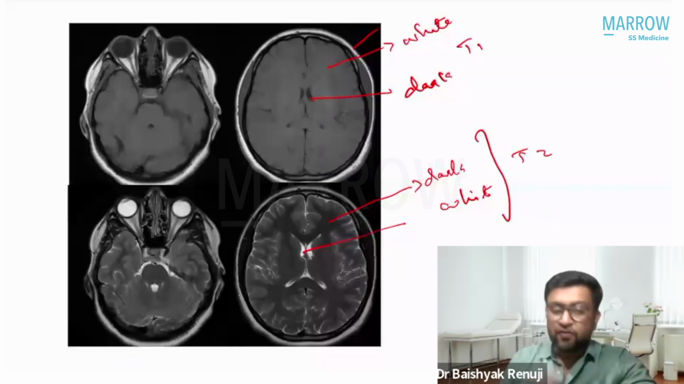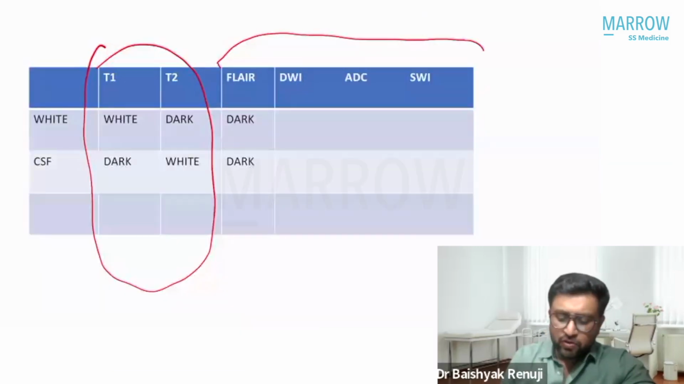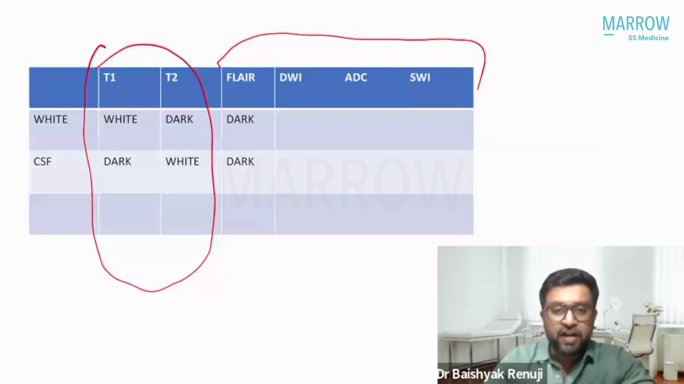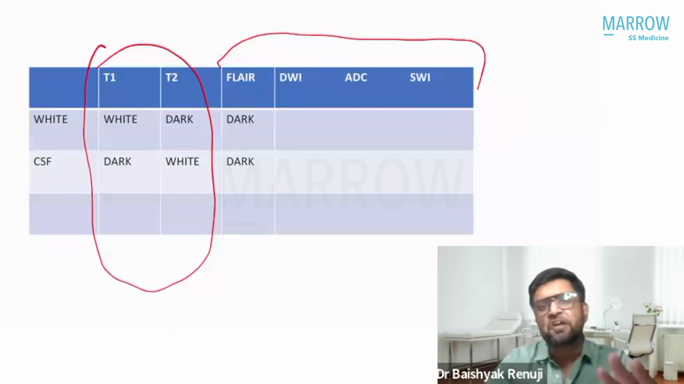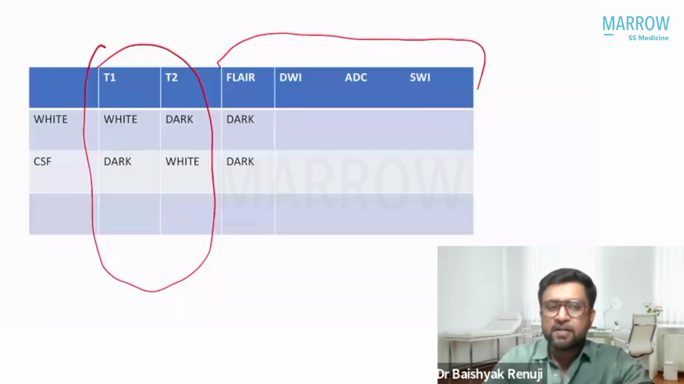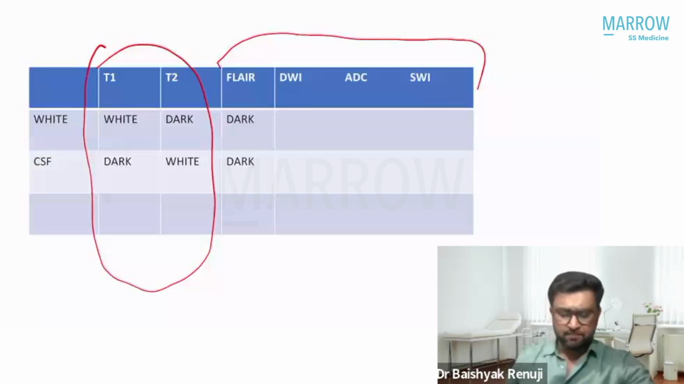Then you should know what FLAIR is. So you see, the remaining ones, FLAIR, diffusion, ADC, SWI, are all actually modifications of T2. Basically, T1 and T2 are the basic images. The remaining are modifications of the T2 image, so they will carry some of the properties of T2. So T1: white matter is white, CSF is dark. T2: white matter will be darker, CSF will be white.